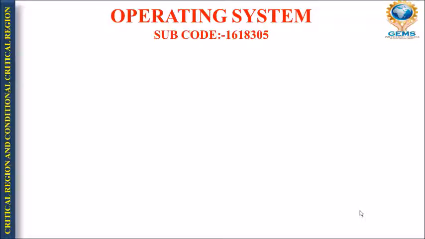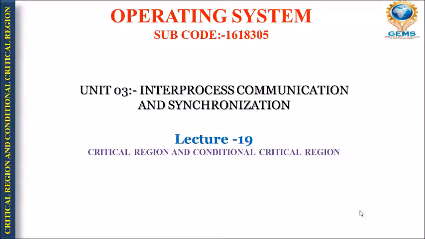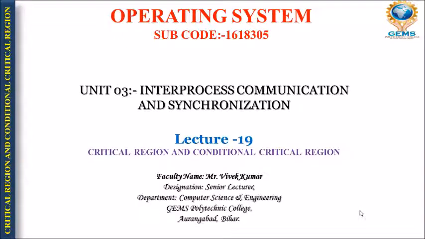Its subject code is 1618305. Today I am going to teach you unit number 3. Its name is Interprocess Communication and Synchronization. In this, I am going to teach you some important subtopics, that is critical region and conditional critical region. While we are talking about IPC, critical region is very important, because without discussing critical region, the concept of IPC is incomplete. So let us start with the video.